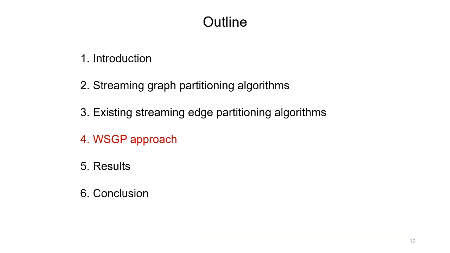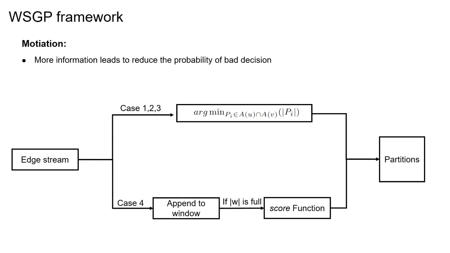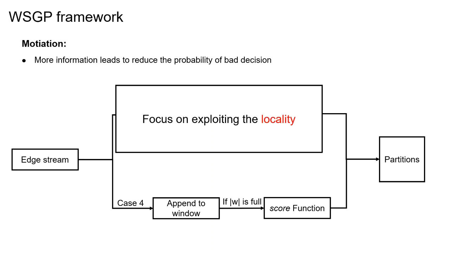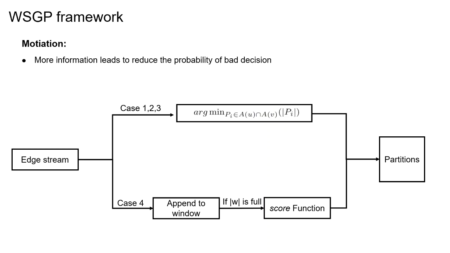So now we talk about our approach, WSGP, a window-based streaming graph partitioning approach. The motivation is simple. We want to make a better final decision to reduce the probability of bad decisions. If we want to do this, we need more information. So we use a limited size window to cache a bit more future information in order to exploit the data locality. The proposed framework is shown here.